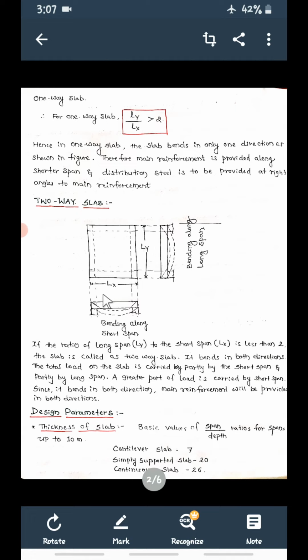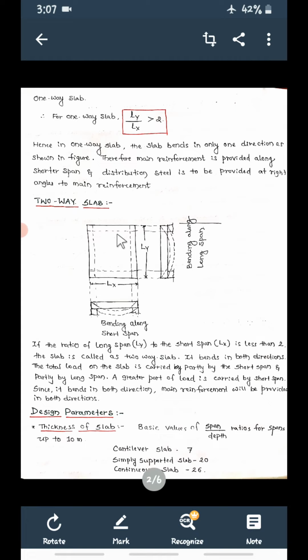The major load is going to be taken by the short span and the remaining load will be taken by the longer span. Since it bends in both directions, main reinforcement will be provided in both directions. The slab is going to bend in the x direction and in the y direction also, so main reinforcement is provided along both directions.